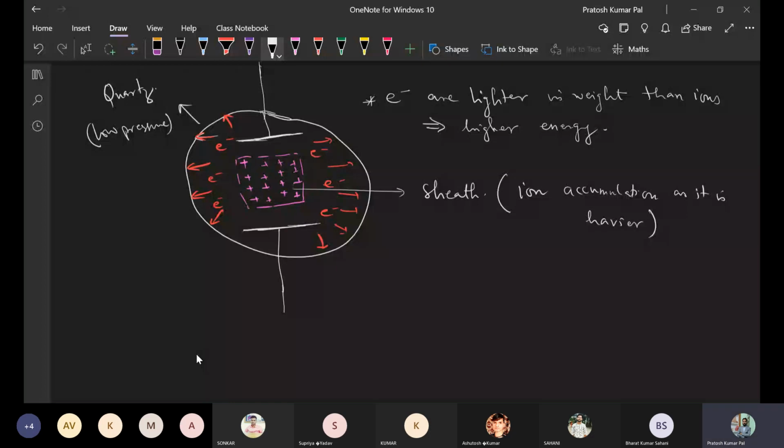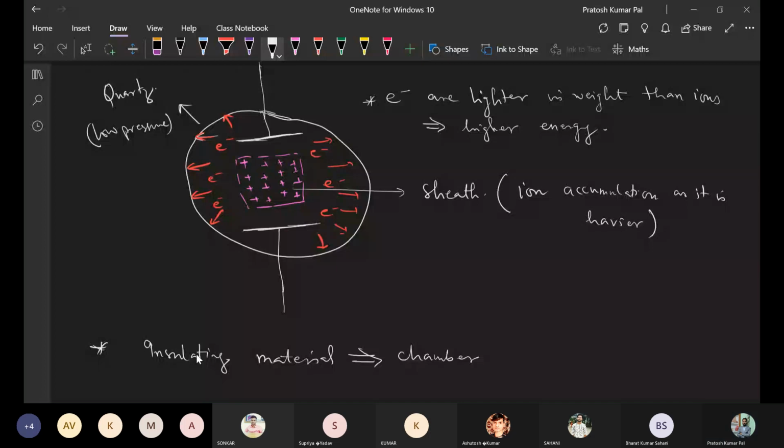Insulating material into the chamber. Then this material, the insulating material, will acquire a potential. That potential will be a negative potential.